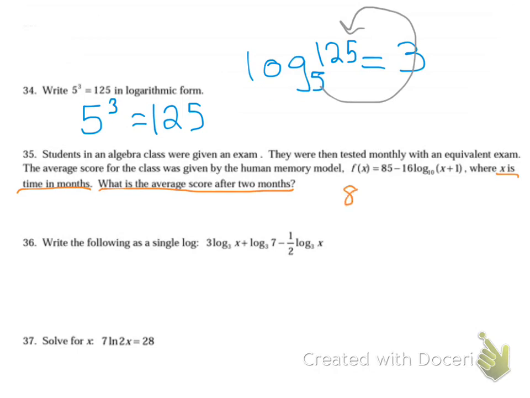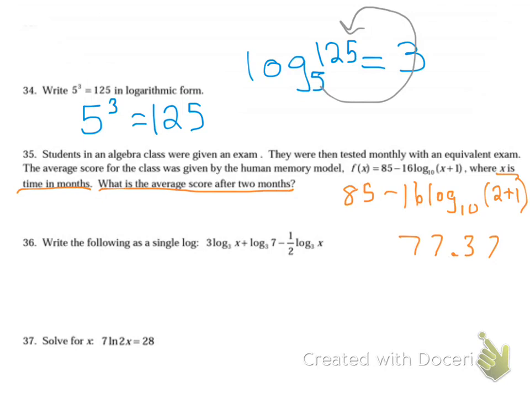So I'm going to plug in my calculator, 85 minus 16 log base 10 of 2 plus 1. Now, it's a base 10, so I don't really have to worry about it. I can literally just type in 85 minus 16 times the log, because remember, log without having a base, we know is base 10, of 2 plus 1, you end up with 77.37. Okay? Questions? Well, I'm not in class, so I can't take questions.